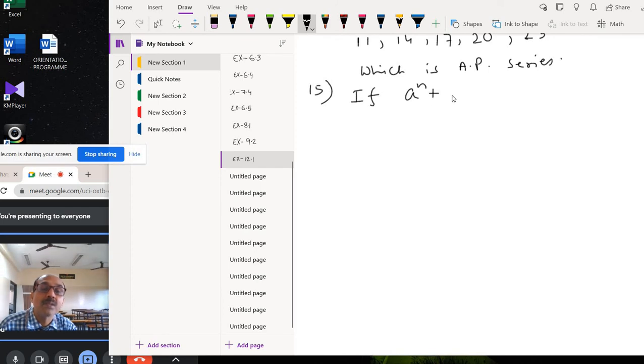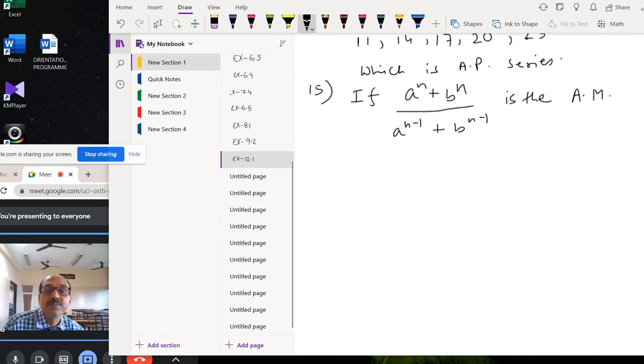If (a to the power n plus b to the power n) divided by (a to the power n minus 1 plus b to the power n minus 1) is the arithmetic mean, AM, between a and b, then find the value of n.